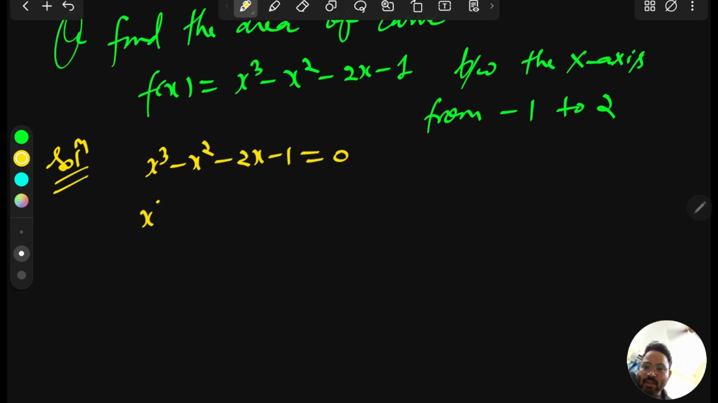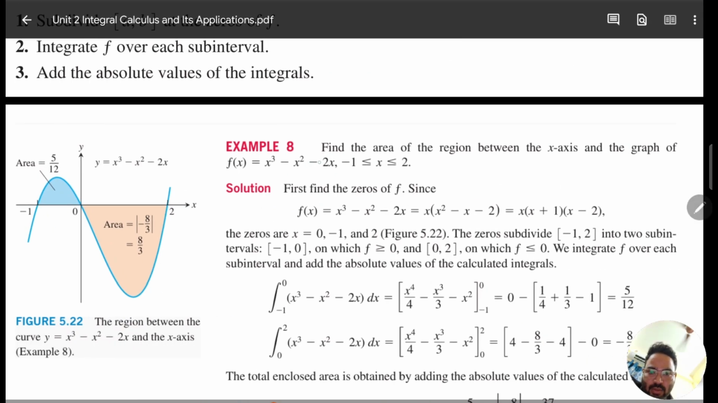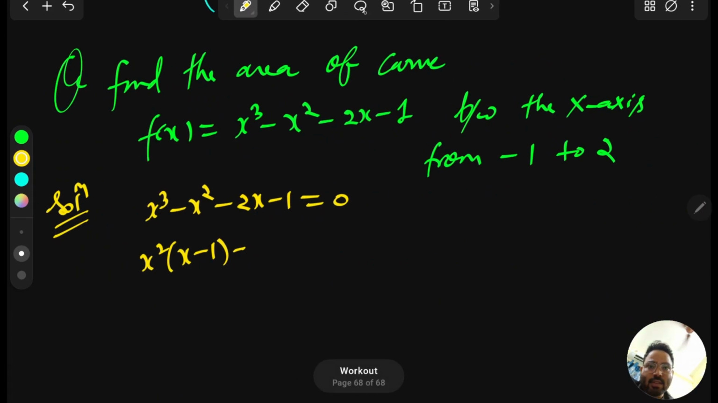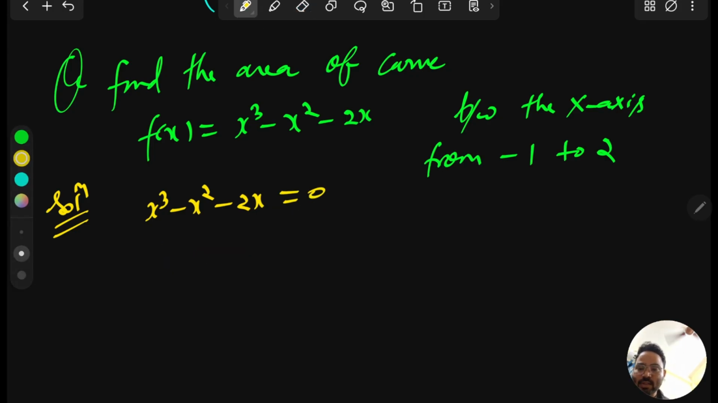So let's take x square common from here. This will give you x minus 1 minus... let me check once again, our curve is what? Our curve is x cube minus x square minus 2x, not minus 1. So our curve is x cube minus x square minus 2x, and our interval is -1 to 2. So there is no minus 1. So let's fix this. Now it's easy.